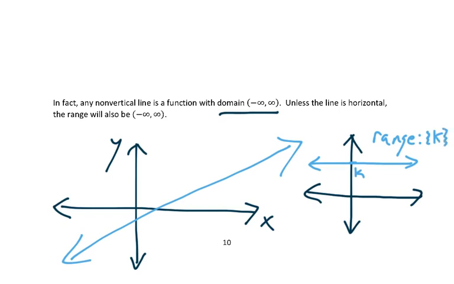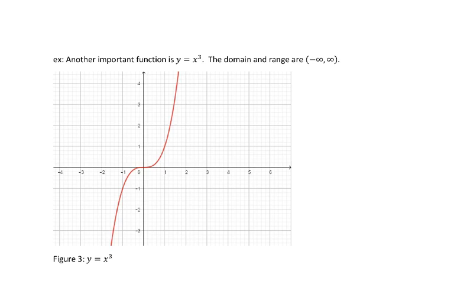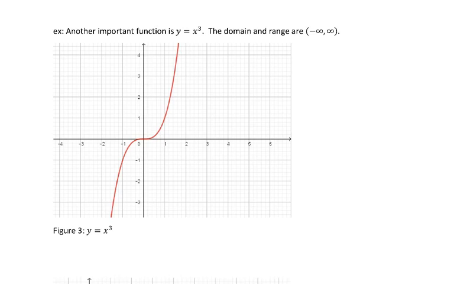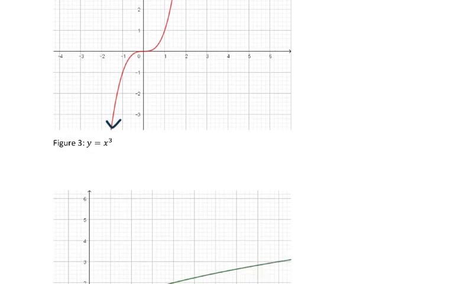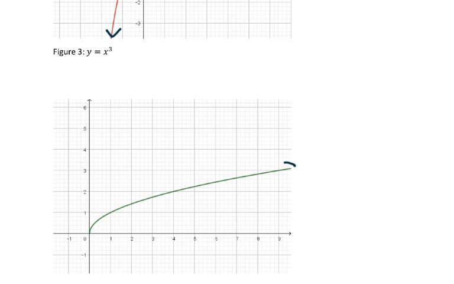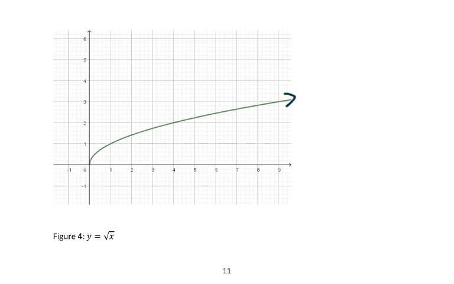Good. Remember, a vertical line is not the graph of a function. Okay. And here, this is just a graph of a function that's good to know. It's the function y equals x cubed. Let me just point out, though, that the graph does actually keep on going. So its domain and its range turn out to be all real numbers. The function y equals x cubed. And another function that's good to know is the square root function.